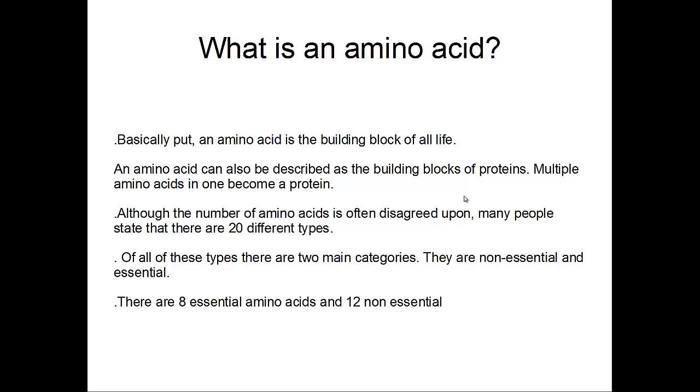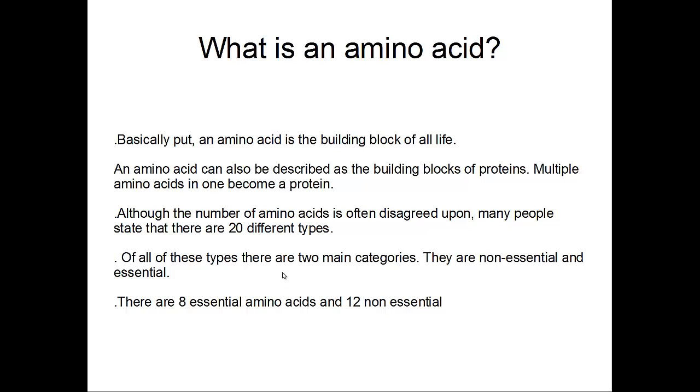What is an amino acid? Basically put, an amino acid is the building blocks of all life. An amino acid could also be described as the building blocks of protein. Multiple amino acids in one becomes a protein. Although the number of amino acids is often disagreed upon, many people state that there are 20 different types.